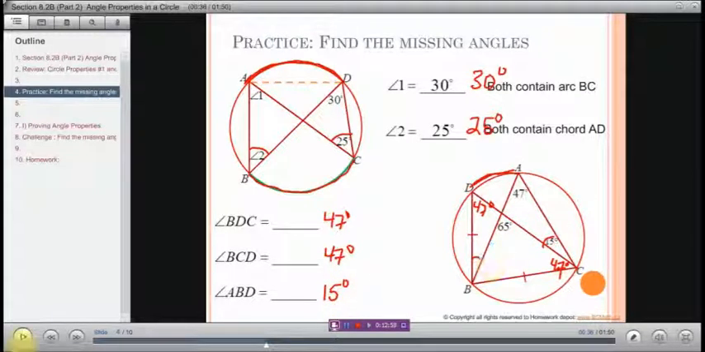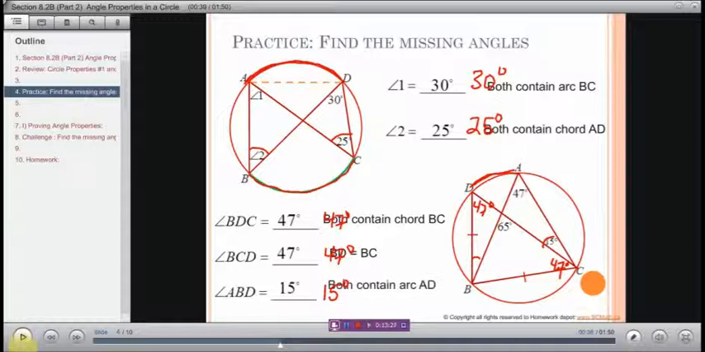Let's see if we're good. So 47 degrees, yes, because they both contain chord BC. BC has the 47 and that 47. And BCD is 47 degrees, that's this one here, because it comes from equal chords. Yeah, BD is equal to BC, that chord is equal to that chord. And the last one is 15 degrees because they come from arc AD. Right there and right there. Alright, moving along.